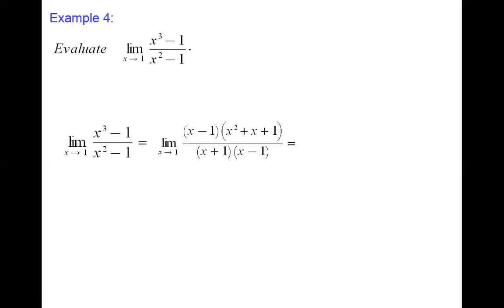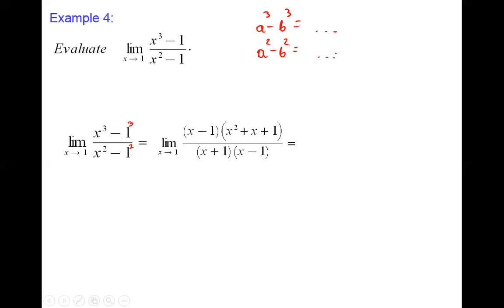Okay, example number 4. Evaluate the limit as x approaches 1 of (x cubed minus 1) over (x squared minus 1). Of course, 1 minus 1 on the top, 1 minus 1 on the bottom, 0 over 0. That means we know how to factor out. This is x cubed minus 1 cubed, x squared minus 1 squared.